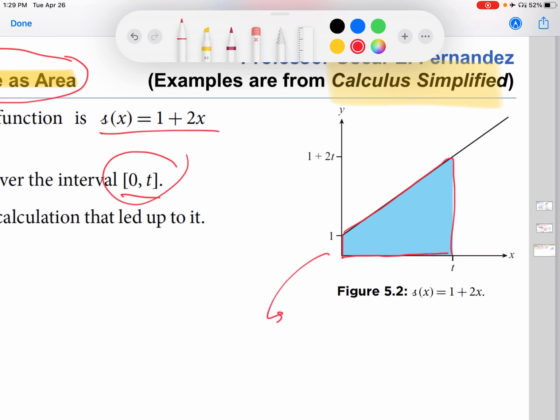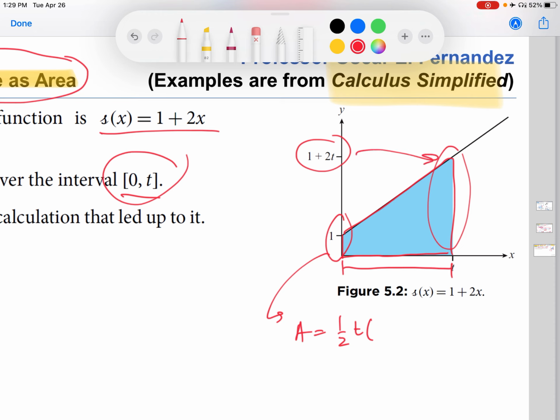So the area equals 1/2 the base, which is this length here of t, times the sum of the heights. So that's 1, and that's 1 plus 2t on this side, right? So it's this height, 1 plus 2t, and it's this height of 1. So 1 plus 2t, right? So again, this is the first height over here, and this is the second height over here, using the area of a trapezoid formula. Okay, great.